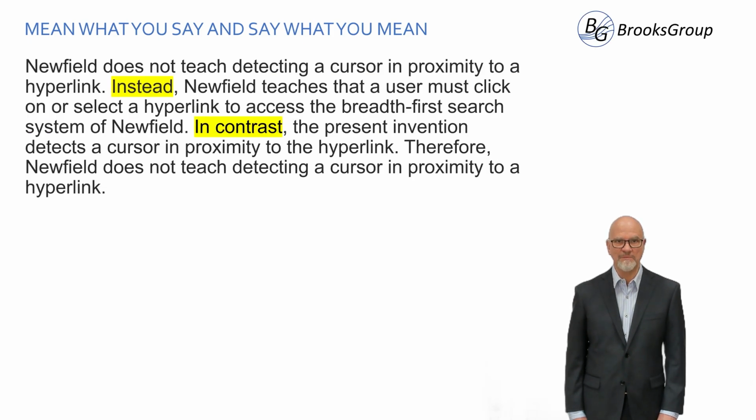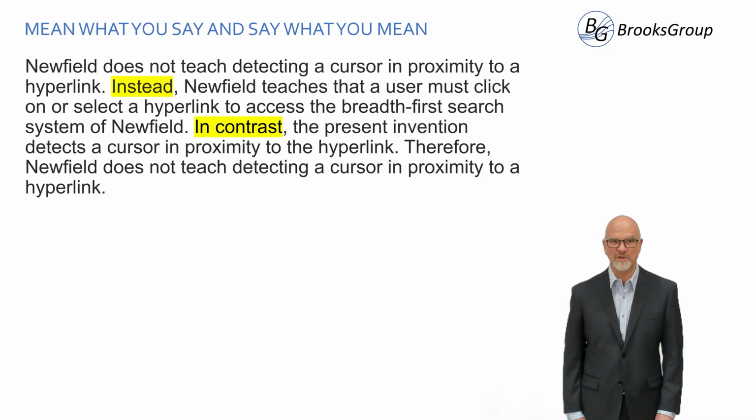Going back to the statement by the patent attorney, it states that Newfield does not teach detecting a cursor in proximity to the hyperlink. Instead: now the term "instead" is a notice to the reader that one idea was just stated and now a different idea will be stated. Instead, Newfield teaches that a user must click on and select a hyperlink to access the breadth-first search system of Newfield. So it's saying that Newfield is different than detecting a cursor in proximity to a hyperlink.